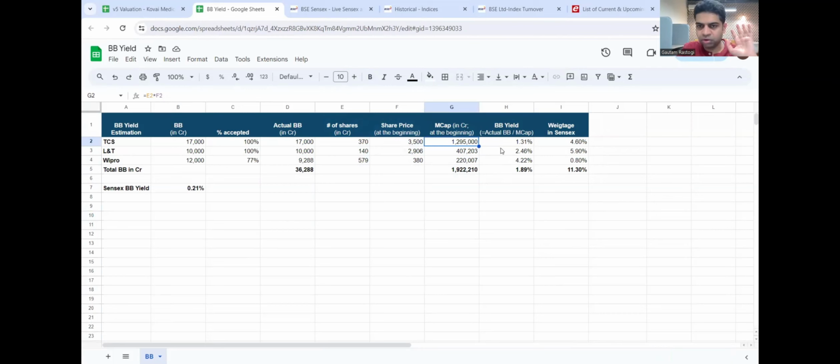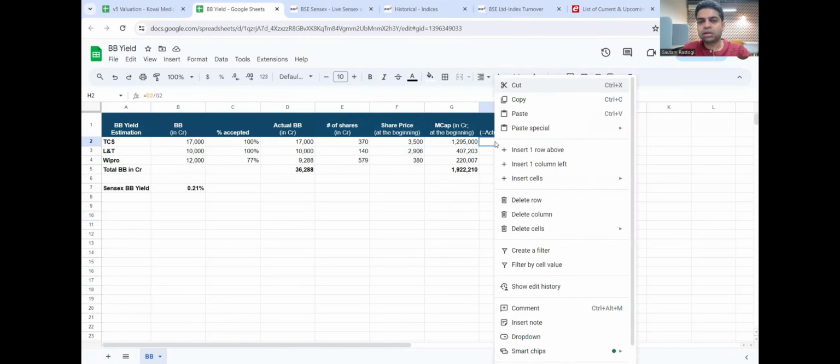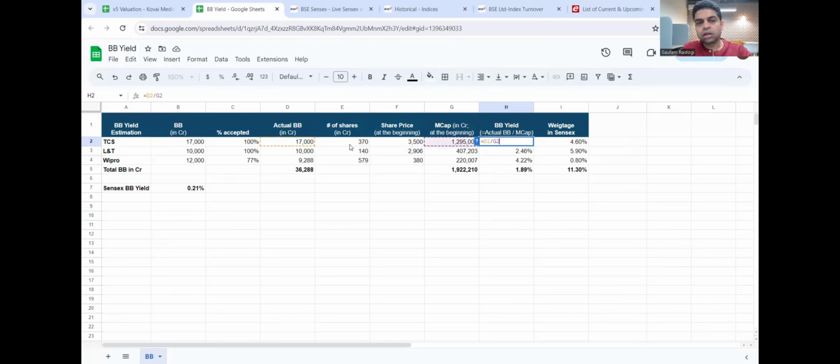Once you have the market cap, you can estimate the buyback yield. Actual buyback divided by market cap would give you the buyback yield. Do that for all the companies. Once you're done computing the buyback yield of all the three companies, there are two additional steps that you need to do to estimate the overall Sensex buyback yield. Two steps.